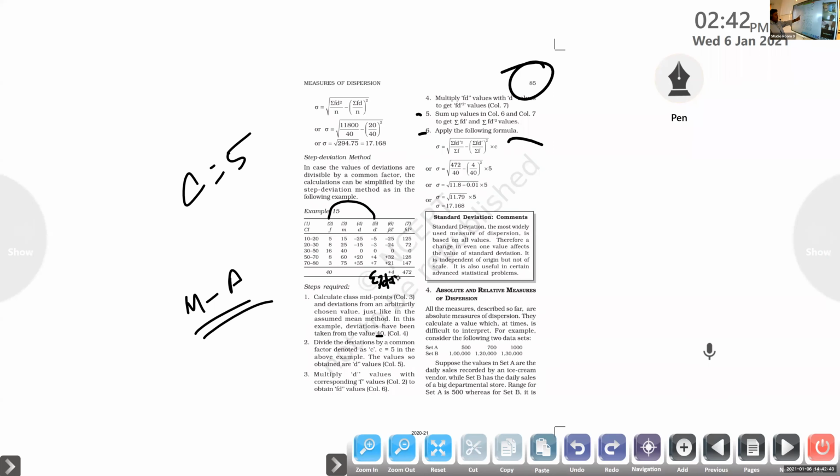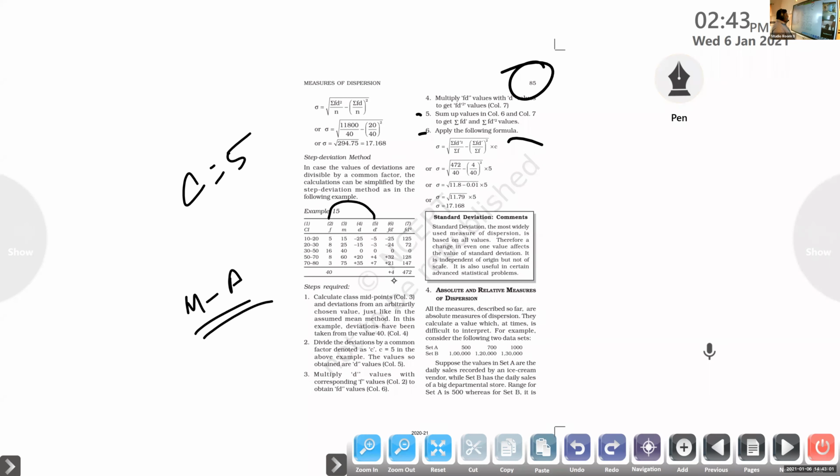The sixth column, F into D dash. So to find out the FD dash, you want to multiply the D dash values with the frequency. So we got these numbers: minus 25, minus 24, 0, 32, 21. If you're adding all together, 4. It is the answer.